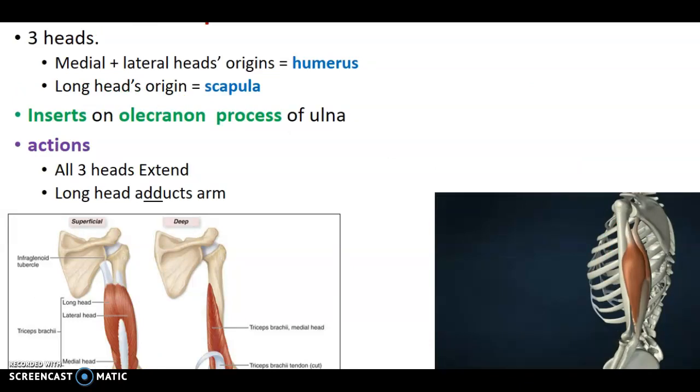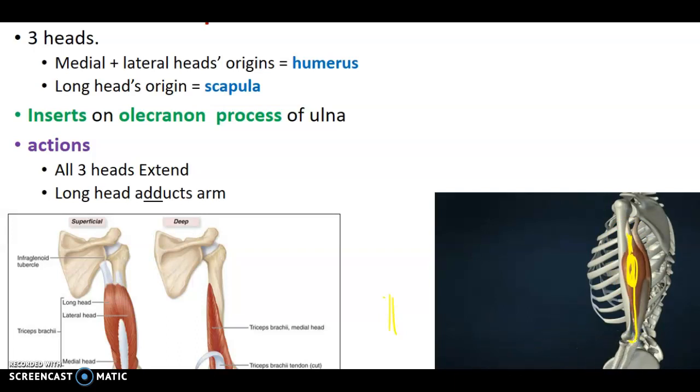The triceps brachii, well, the biceps had two heads. So the triceps brachii has three heads. The medial and lateral head originate on the humerus. So they're originating on the humerus. This is the lateral head.